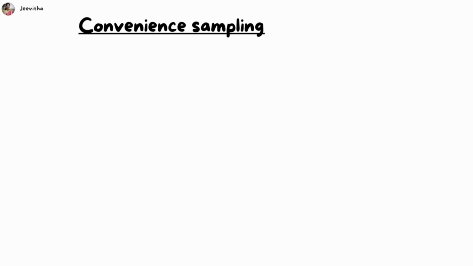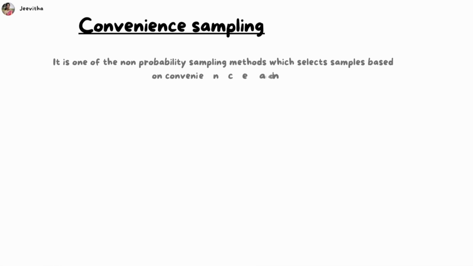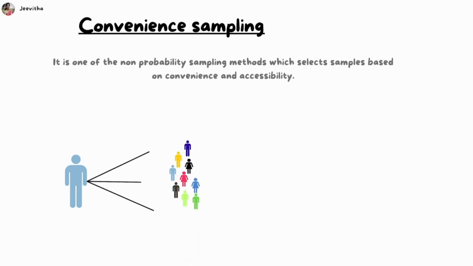As the name suggests, whoever is conveniently available will be asked to give feedback about the mall. It is one of the non-probability sampling methods which selects samples based on convenience or accessibility. That means whoever is available will be included to give feedback about the mall. He doesn't wait to group people. Rather, he just asks whoever has visited the mall, whoever is currently in the mall, to give feedback about the service. So this is all about convenience sampling.